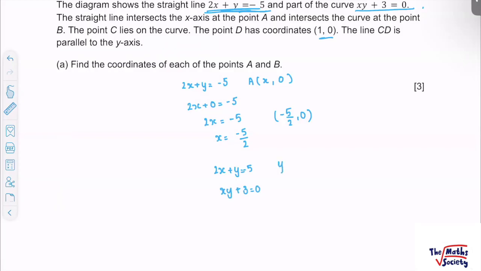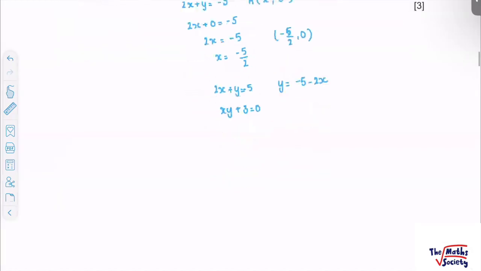And then here we have y is going to be minus 5 minus 2x. So in xy plus 3 equals 0, we're just going to substitute y. So it's x times (minus 5 minus 2x) plus 3, that's going to equal 0. So you'll have minus 2x squared minus 5x plus 3, that's equal to 0. Then let's just change the signs.